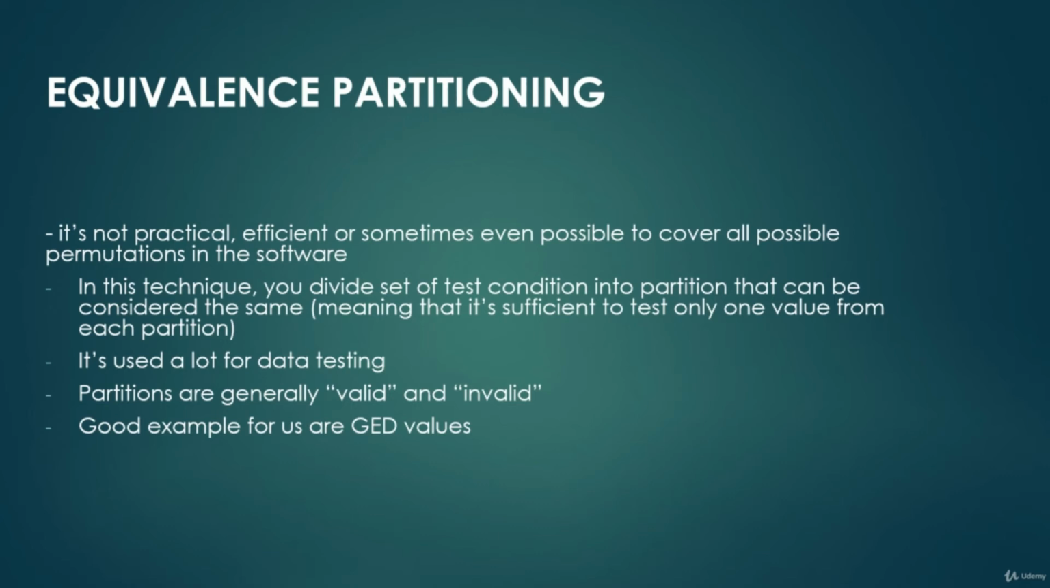Now I'm going to talk about equivalence partitioning, which is a very fancy name for something that is actually really simple. We learned by now that it's not practical, and it's really not even possible to cover all possible permutations in the game or in any software. In this technique, it's basically about dividing the test conditions into partitions that can be considered the same, so grouping things. That means it's sufficient to test only one value from that partition, because that test will represent all the other values in this partition.